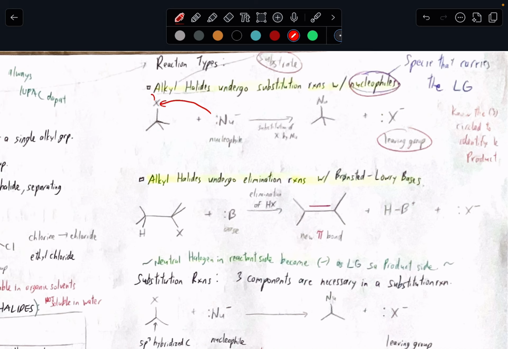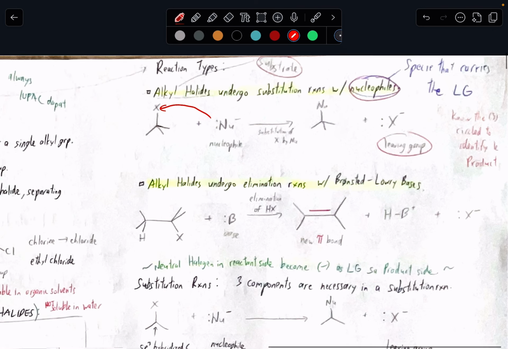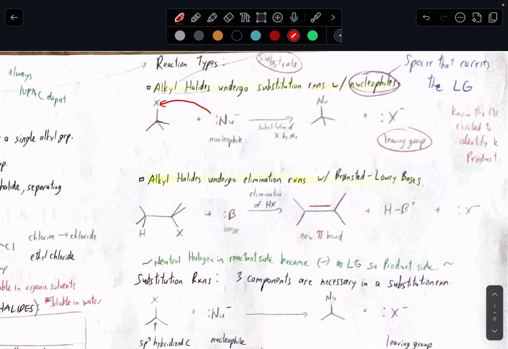So the leaving group, from the word leaving, it would leave this figure. And what happens is that the nucleophile will now sit on top of the sp3 hybridized carbon, which is what happened here. So it is important to be able to identify what the substrate is, what the nucleophile is, as well as the leaving group.